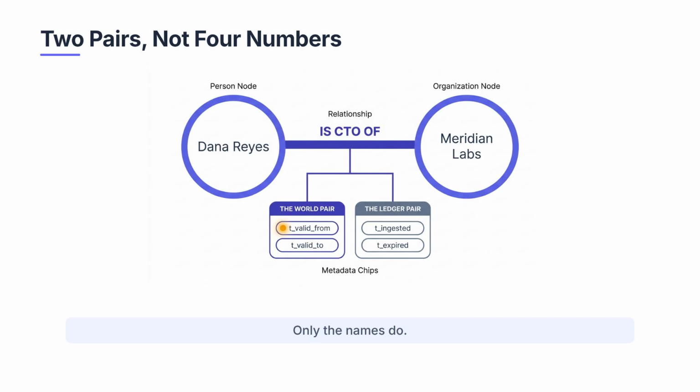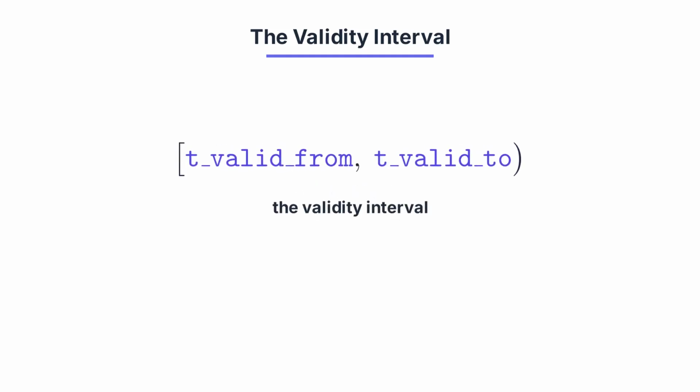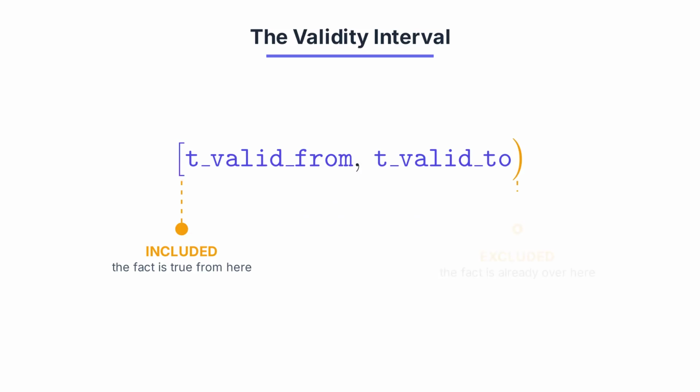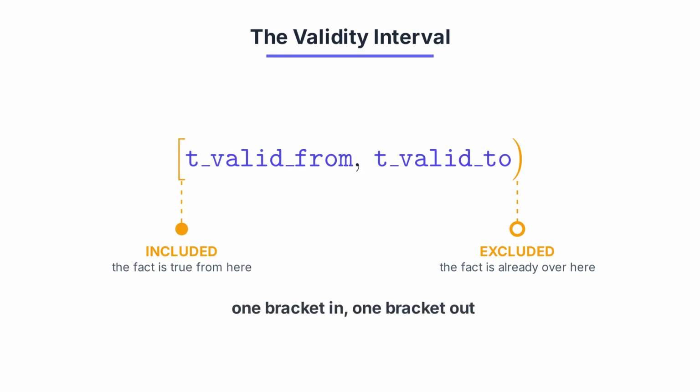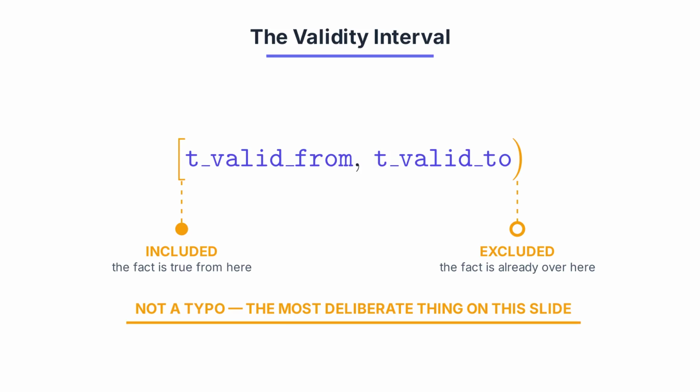Only the names do. The world pair has a proper name and a proper notation, and both are worth 10 seconds of your attention. The pair is called the validity interval, and we write it like this: square bracket, valid from, comma, valid to, and then a round bracket to close. Square bracket on the left means the start instant is included. The moment valid from arrives, the fact is true. Round bracket on the right means the end instant is excluded. At the very instant valid to arrives, the fact is already over. 1 bracket in, 1 bracket out. That mismatch looks like a typo, and it is the single most deliberate thing on this slide.